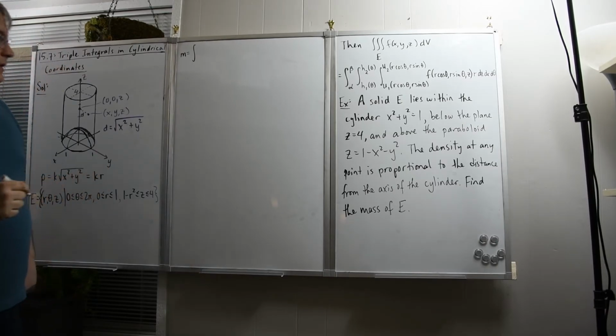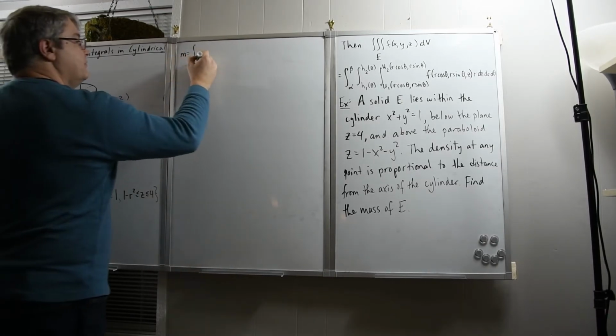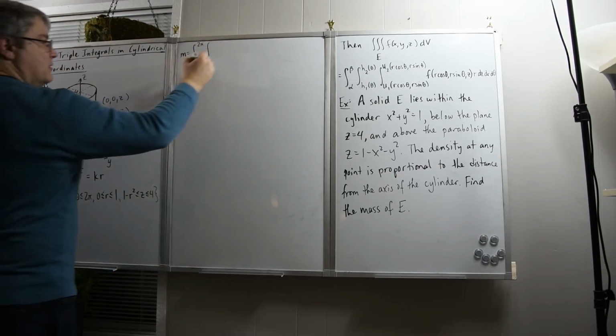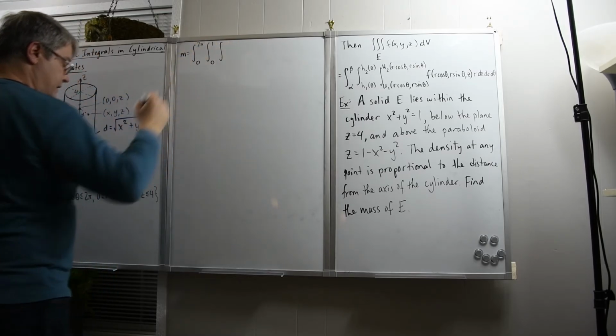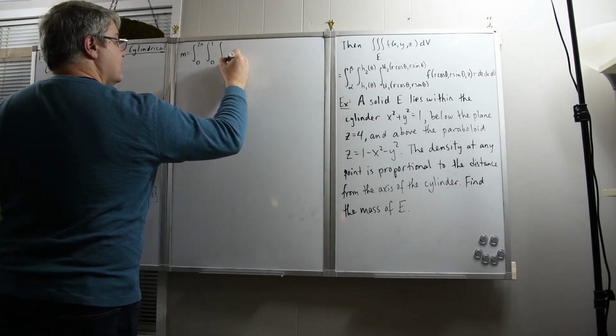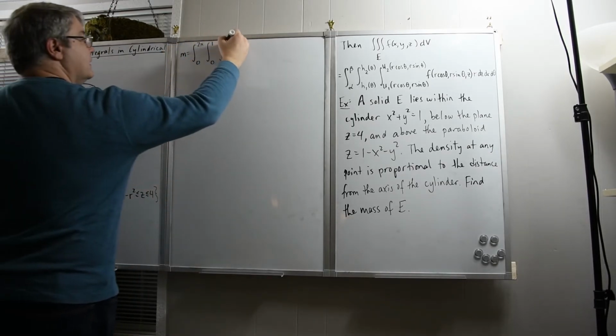So to get the mass, we're going to have the integral. Leftmost integral, 0 to 2 pi, will be our limits of integration. In the middle, we'll have 0 and 1. On the inside, we'll have 1 minus r squared, and we'll have 4.